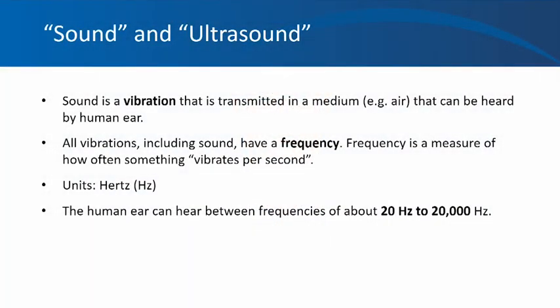Sound is a vibration that is transmitted in a medium, for example air, that can be heard by the human ear. All vibrations, including sound, have a frequency. Frequency is a measure of how often something vibrates per second, and it's measured in hertz. The human ear can hear between frequencies of about 20 hertz to 20,000 hertz.